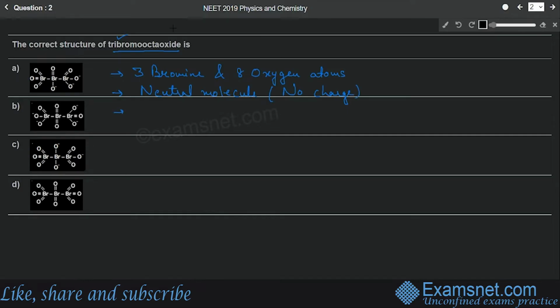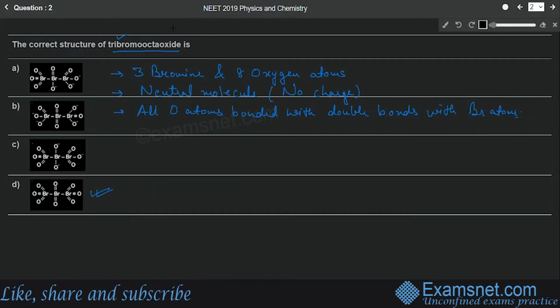And the most important thing is that all the oxygen atoms will be bonded with double bonds with bromine atoms. Okay, so all oxygen atoms bonded with double bonds with bromine atoms. Now keeping these things in mind, can we find out the correct answer? In the last one, we can see that all the oxygen atoms are bonded with double bonds with bromine atoms. Also, it does not carry any charge. So this will be the correct answer.